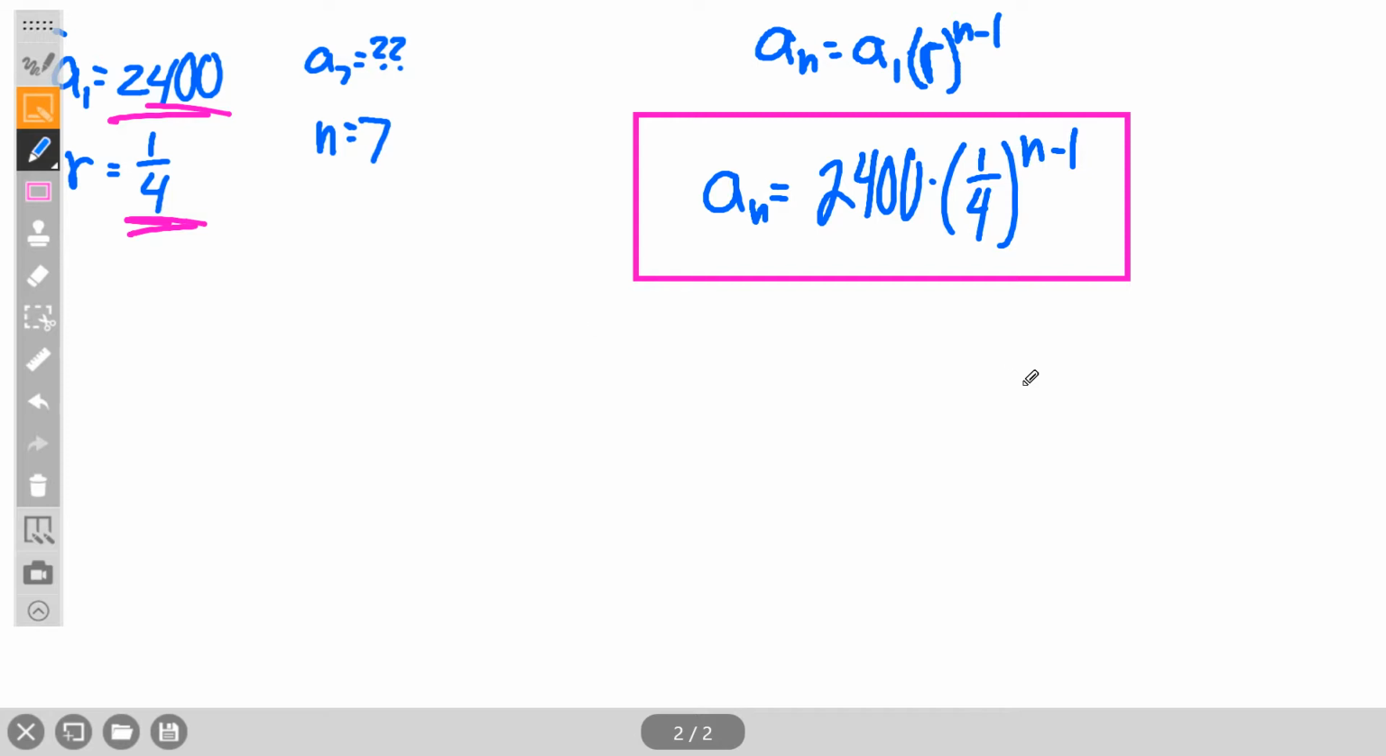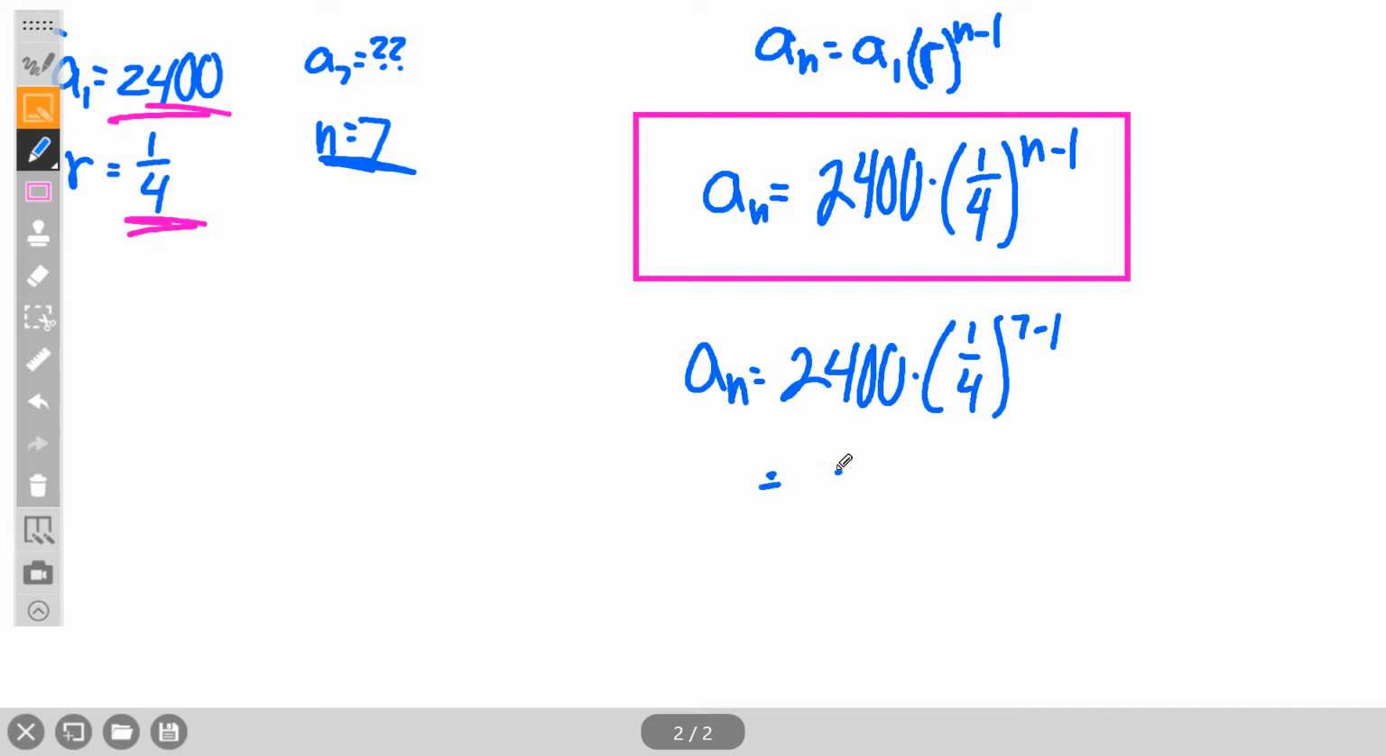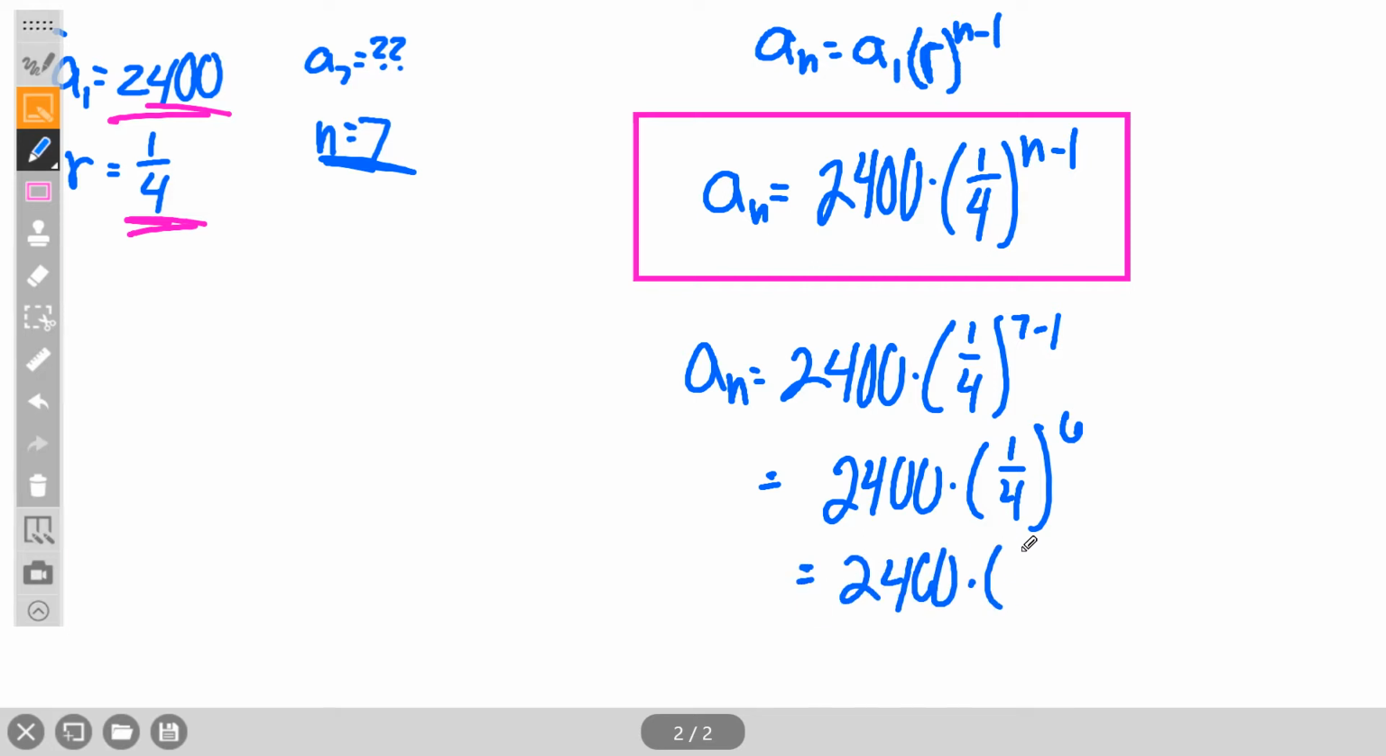I can use this formula to find any term in the sequence. The problem asked me for the 7th term, so I'll use this to find the 7th term. 2400 times 1 over 4 to the 7 minus 1. Okay, so that's 2400 times 1 over 4 to the 6th power. That's 2400 times, let's see, 1 to the 6th power is 1. 4 to the 6th power is 4096.